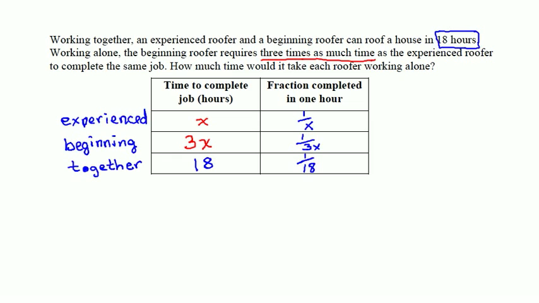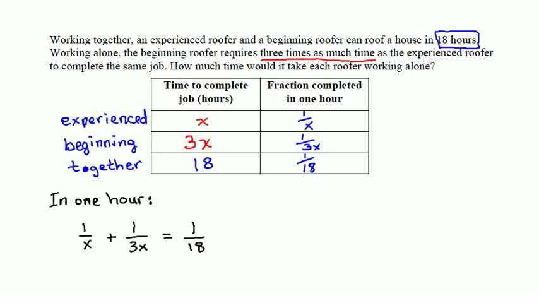Next, I create my equation based on what happens in 1 hour. So in 1 hour, I would add the contribution from the experienced worker, which is 1 over x, 1/x, if you will, of the job, to the contribution from the beginning roofer, which is 1 over 3x. And with the two of them working together, they should have completed 1/18th of the job in 1 hour.